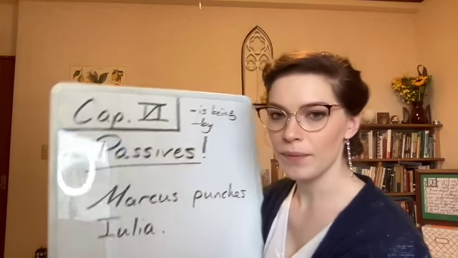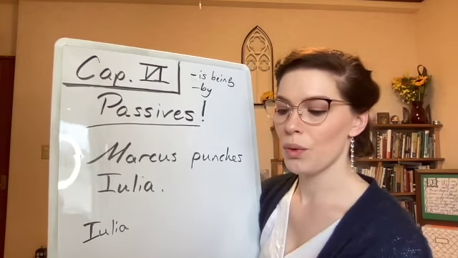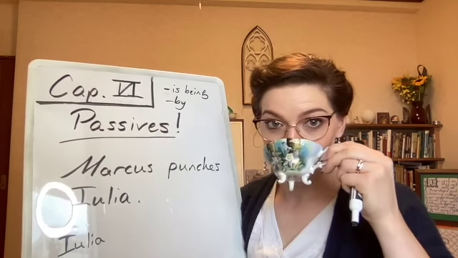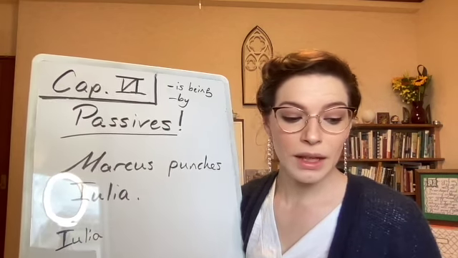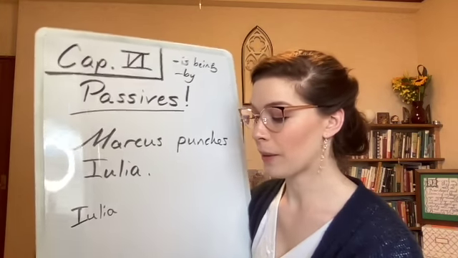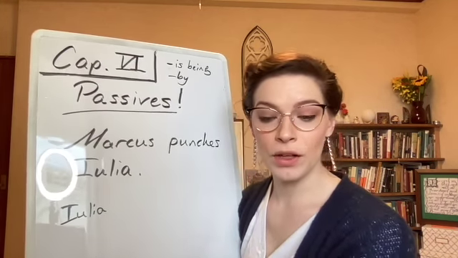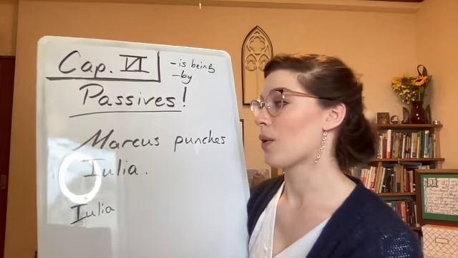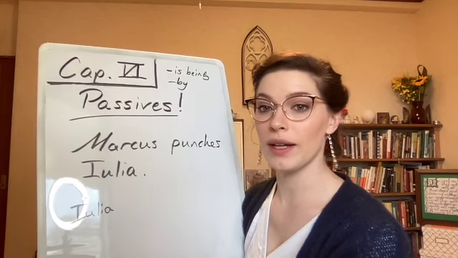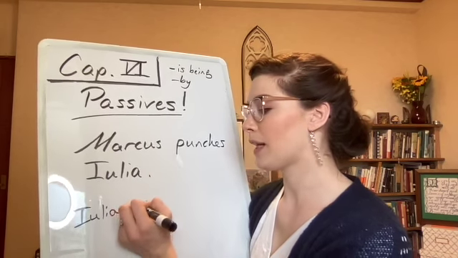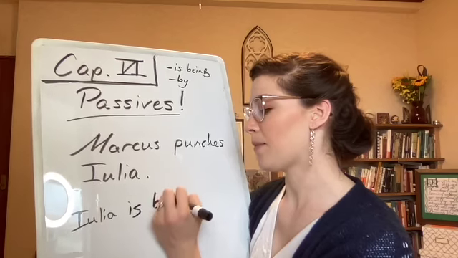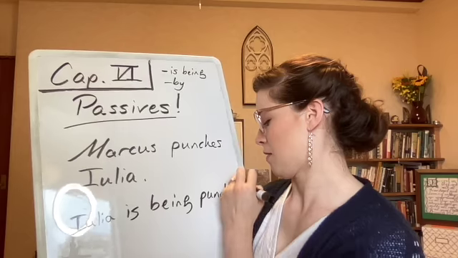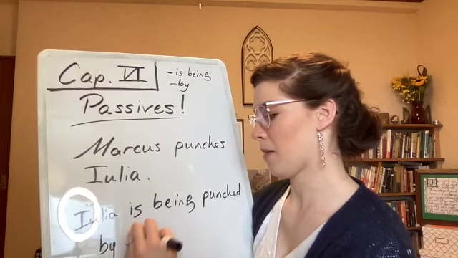Keep going. I'll give you a few more seconds. All right. 5, 4, 3, 2, 1. Boards up. All right. So instead of Marcus punches Yulia, it would be Yulia is being punched by Marcus.